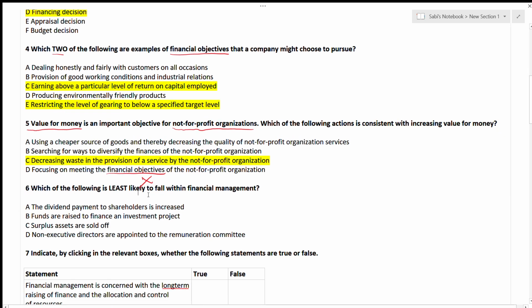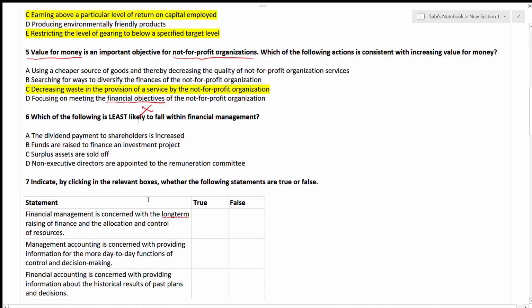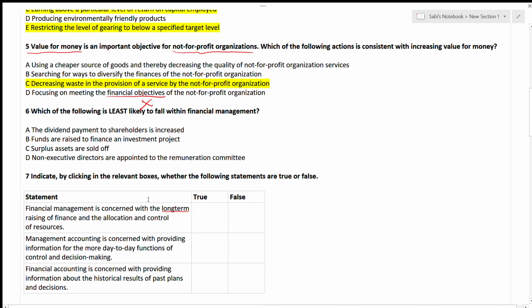So now let's go to the next question. Which of the following is least likely to fall within financial management? Least likely to fall within financial management. Least.